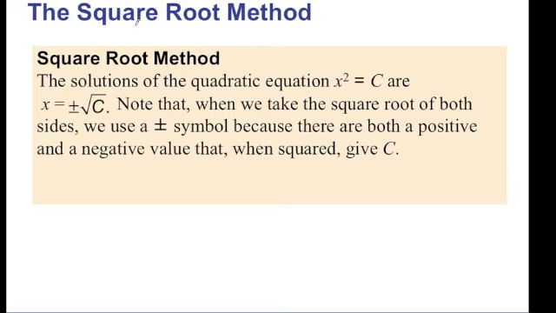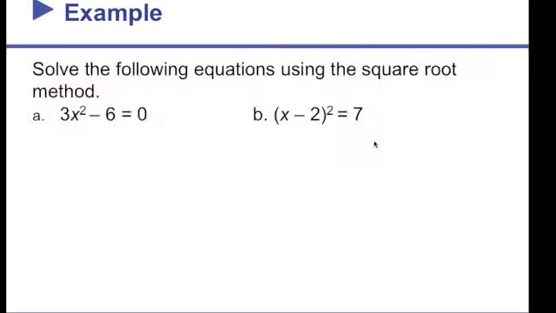The square root method is another method to solve quadratic equations. The solutions to the quadratic equation x squared equals c are x equals plus or minus the square root of c. Note that when we take the square root of both sides, we use the plus or minus symbol because there's both a positive and a negative value that when squared would give you c. Using that method, we want to get it in the form of just an x squared equals a number.